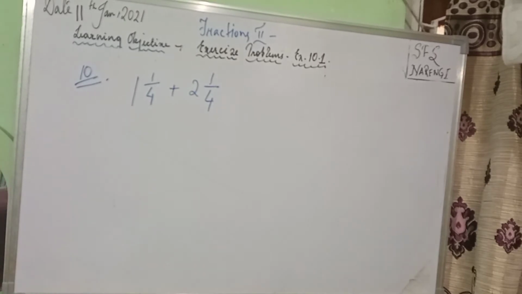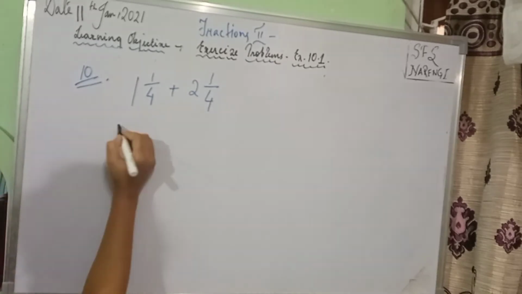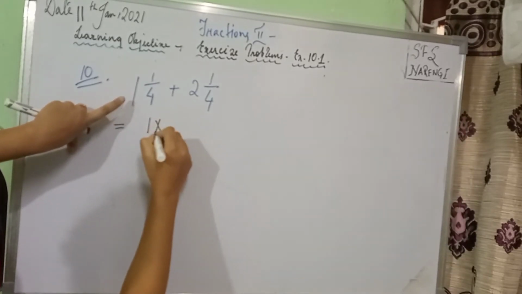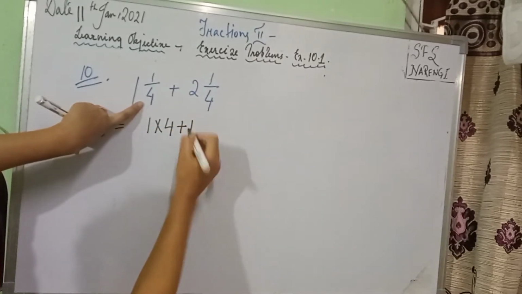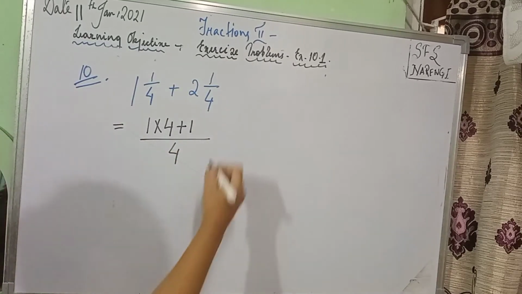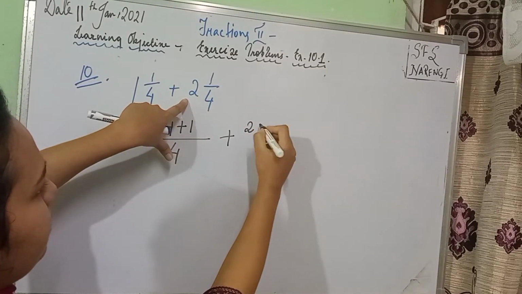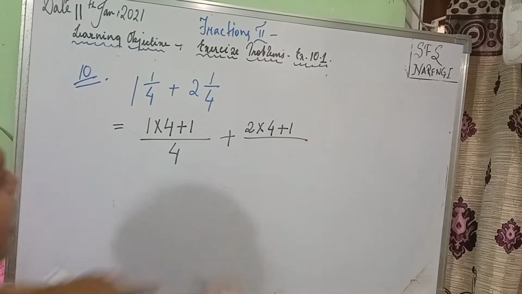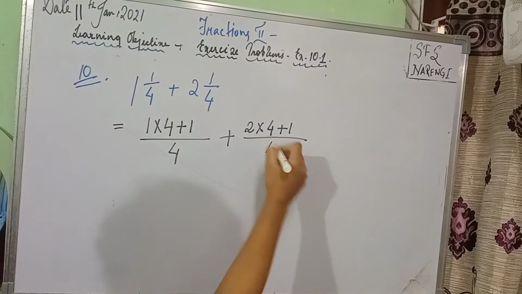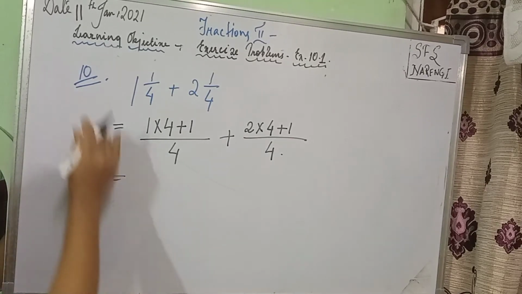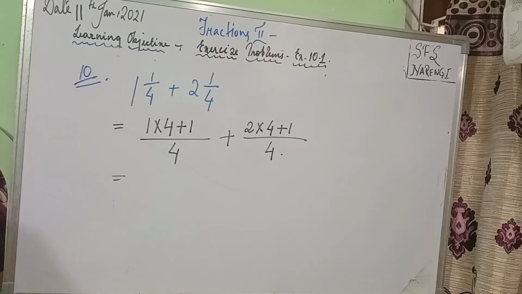See children, very easy. So, what do you have to do? You have to take the whole number, multiply it with the denominator 4, then add the numerator, divided by 4. In the next fraction, take 2, multiply it with the denominator 4, then add 1, okay? And divide the entire thing by 4. Once you have done that, you are converting the mixed fractions to improper fractions.